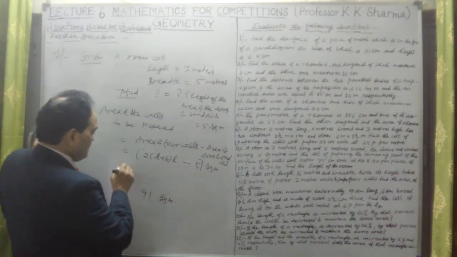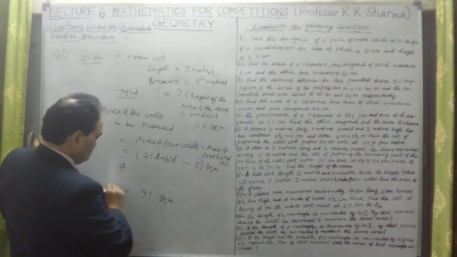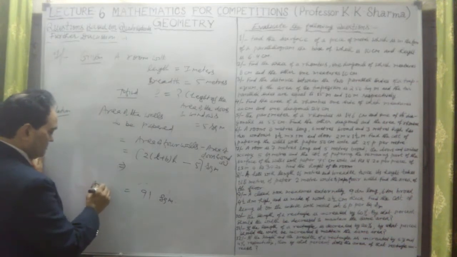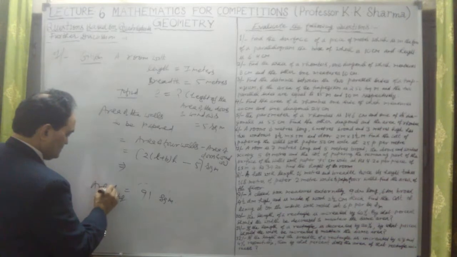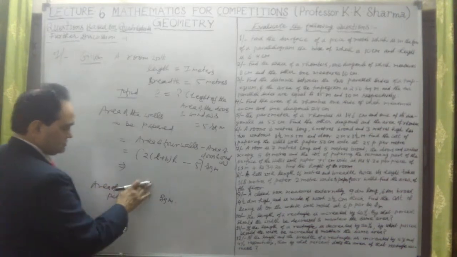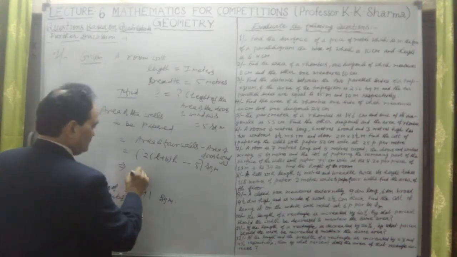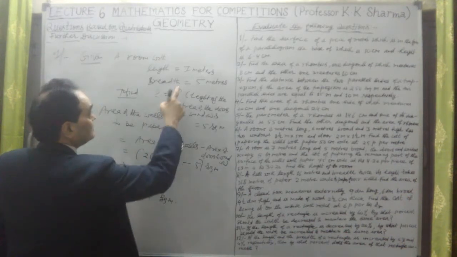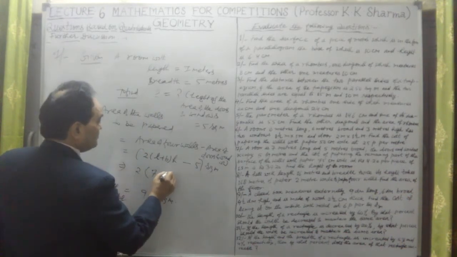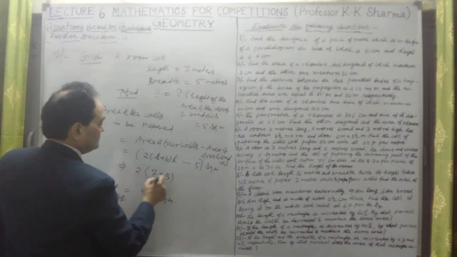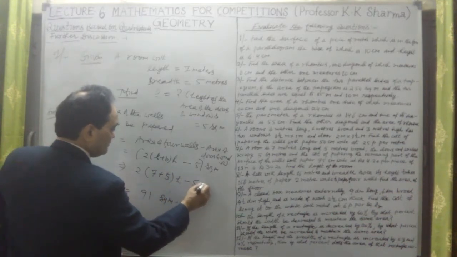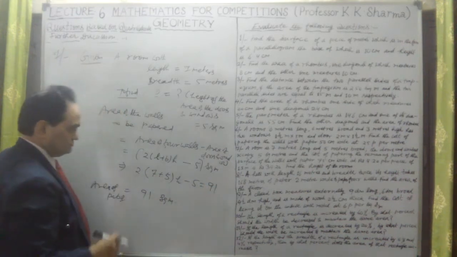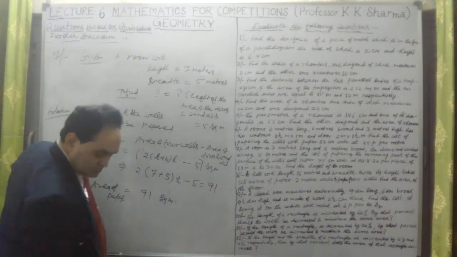So this implies that this is the area of the paper we have calculated. Now it is to be equal to this. That means twice into L is 7 plus width is 5 or breadth is 5 into H, not given, minus 5 equal to 91. Take minus 5 to that side, it will be positive.